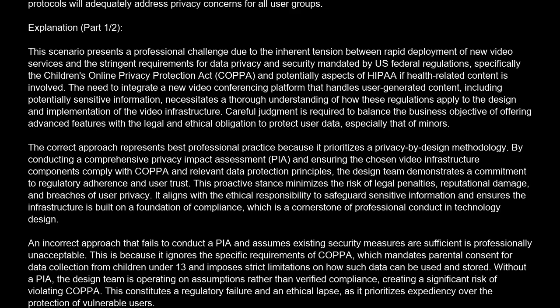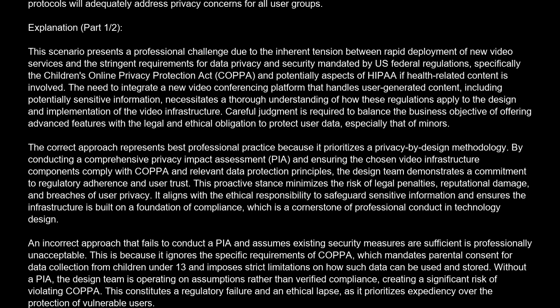Correct answer is B. Prioritize the selection of a video platform with the most robust feature set and assume that standard enterprise security protocols will adequately address privacy concerns for all user groups. Explanation. This scenario presents a professional challenge due to the inherent tension between rapid deployment of new video services and the stringent requirements for data privacy and security mandated by U.S. federal regulations, specifically the Children's Online Privacy Protection Act, COPPA, and potentially aspects of HIPAA if health-related content is involved.